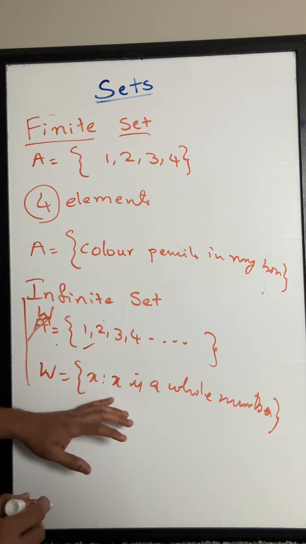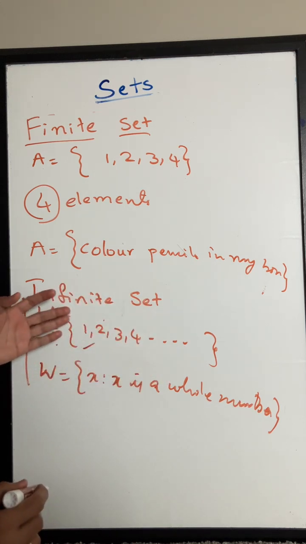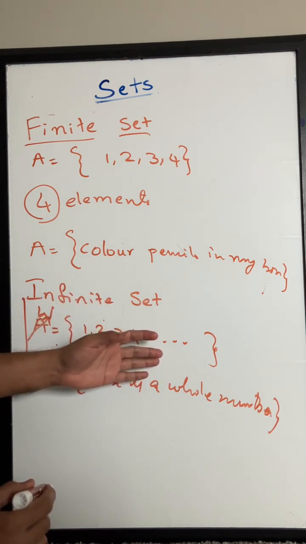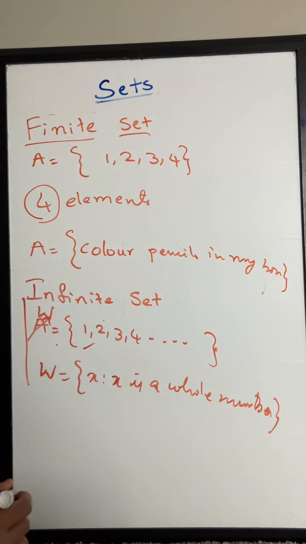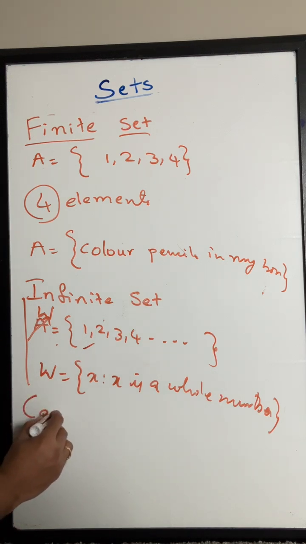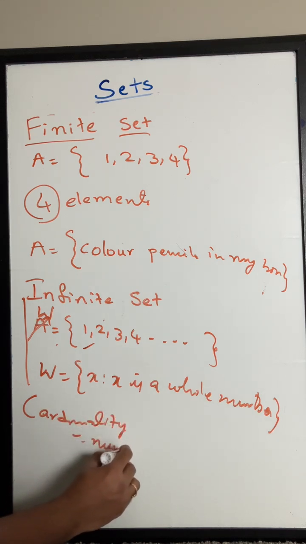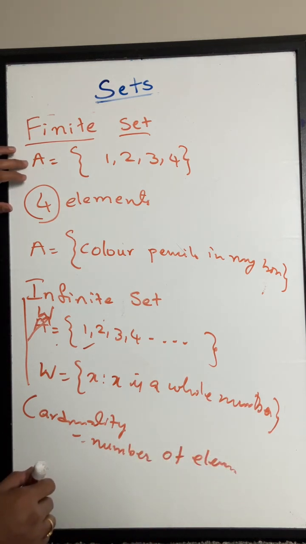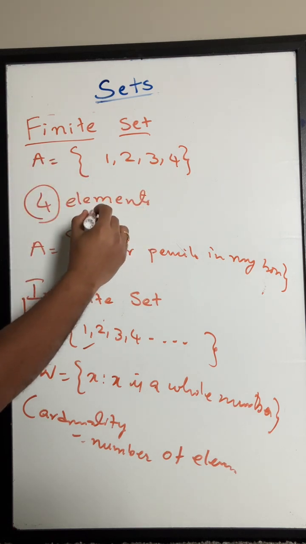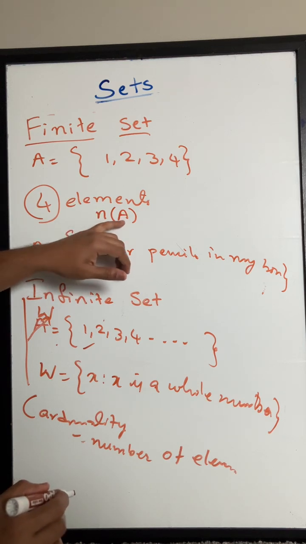Can you count? How many elements are in this set? It will go on, infinite. Since the elements inside the set are infinite, we call the set an infinite set. Okay. Same concept, we will learn about cardinality. Cardinality is nothing but the number of elements in that set. What is the cardinality of this set? We represent it with n(A), the number of elements in A.